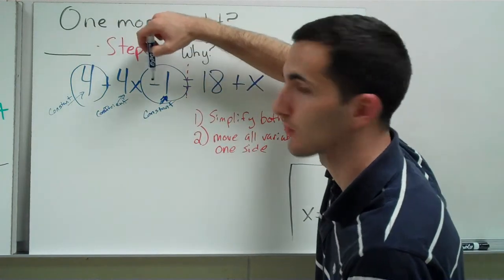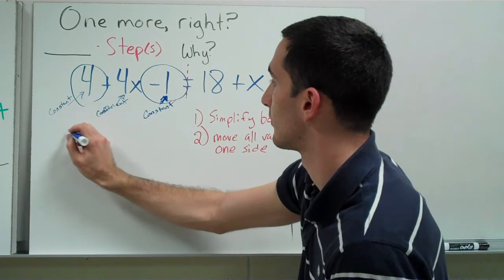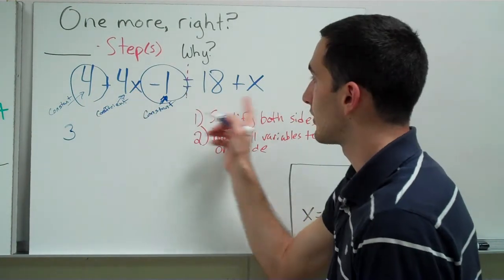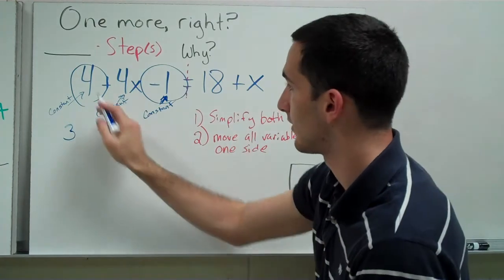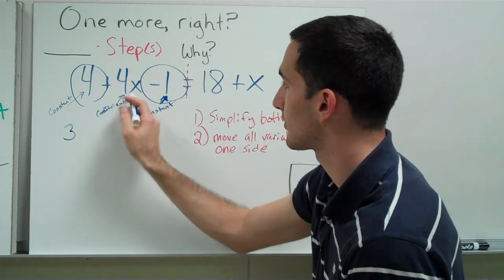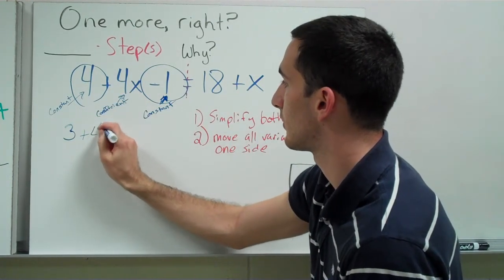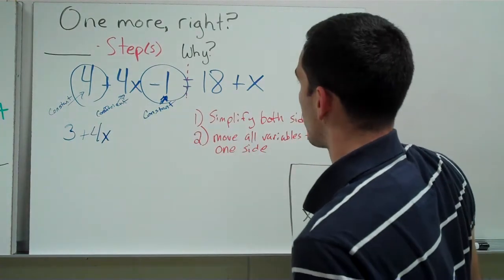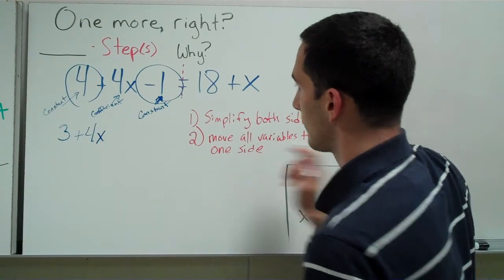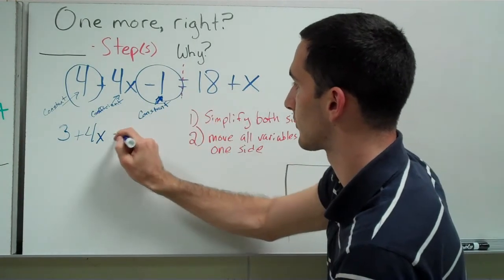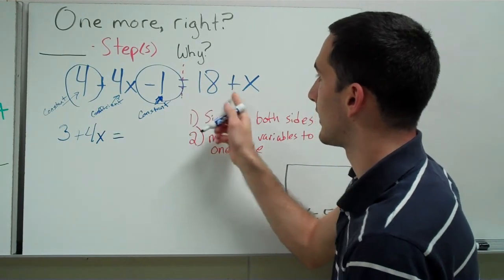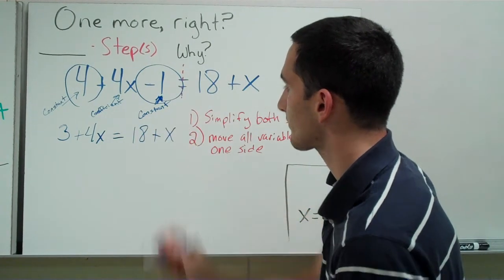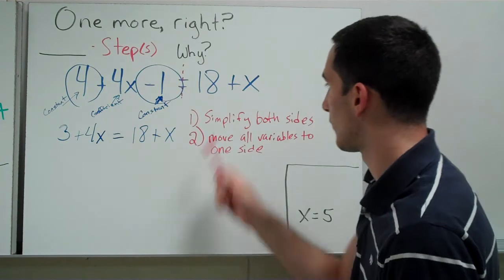4 minus 1 is 3. So I'm going to bring that down. I didn't change this, and I didn't change anything else, so I'm going to bring everything else down. So that's 3. There's a plus sign in front of that 4x, so I have to bring it down with it. 3 plus 4x. Alright, and then my next one is the thing we can never forget, my equal sign. Right over here I've got 18 plus x that I also did not change, so I'm going to bring them down as well. Okay, so we're done with step 1.